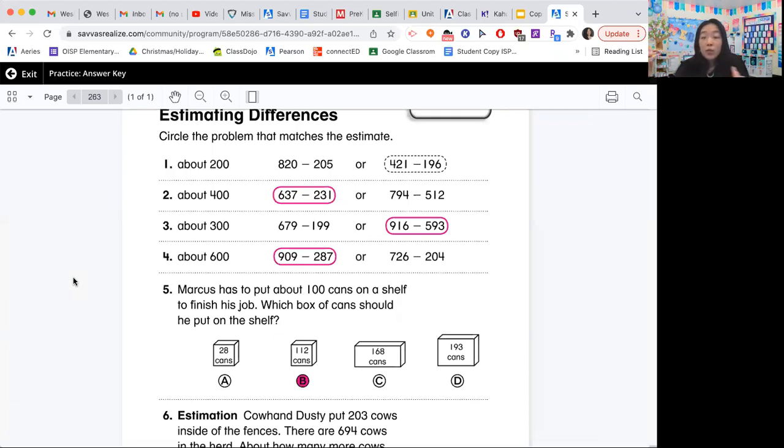Here are your answers for your practice. Number 2 was the first one, 637 minus 231, because it would have been 600 minus 200. Number 3 would have been the second one, because 916 estimated would be 900, 593 estimated would be 600, and 900 minus 600 equals 300. And then number 4 would have been the first one, because 909 estimated would be 900, 287 estimated would be 300.